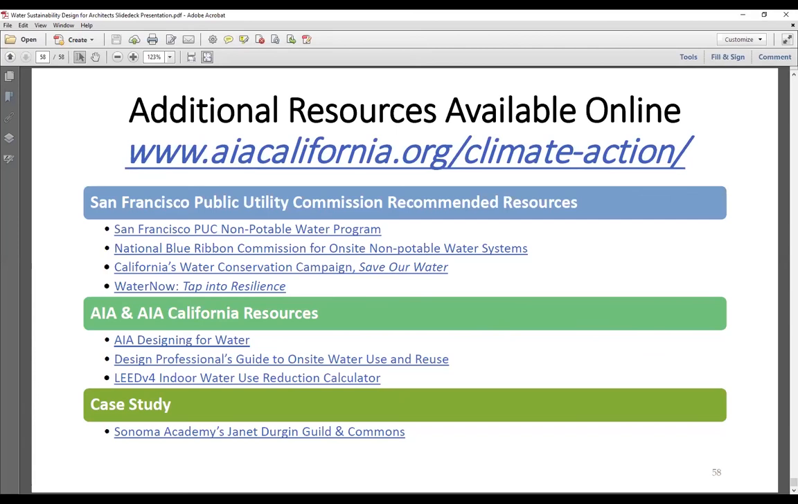So again, in San Francisco, we have a whole program where we have established water quality standards for water sources, including gray water reuse. And so the water quality standards were intended to protect public health for specific end uses, including toilet flushing, urinal flushing, irrigation, cooling towers, decorative fountains, things like that.